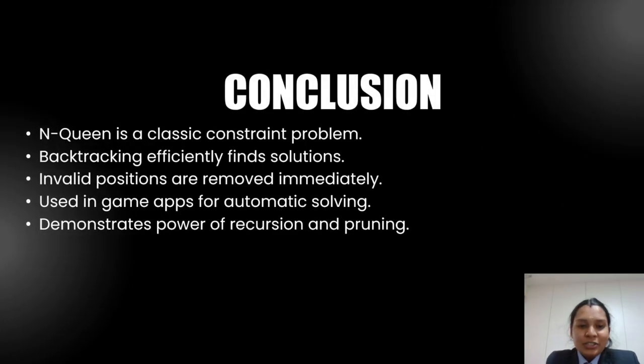The end of the video. To conclude, the N-Queens problem is a constraint-based puzzle. Backtracking provides an efficient way to solve it by exploring valid positions and removing invalid ones. This approach is widely used in game maps and logical problems. Throughout this project, we can understand the importance of recursion, precision, and algorithmic thinking.